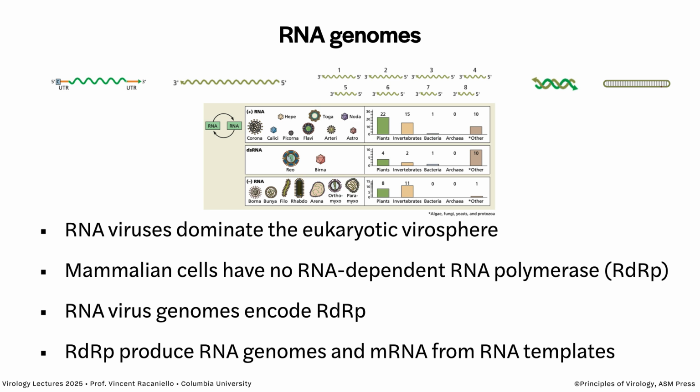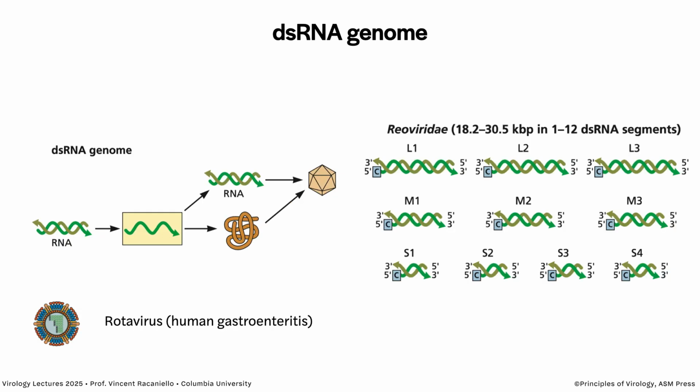So rotaviruses, these are causative agents of human gastroenteritis, vomiting and diarrheal disease, very common. Used to be a big killer of babies because they get dehydrated and it's very hard to keep a baby hydrated. They have double-stranded RNA genomes which occur in segments. You can see here 1, 2, 3, 4, 5, 6, 7, 8, 9, 10 segments.